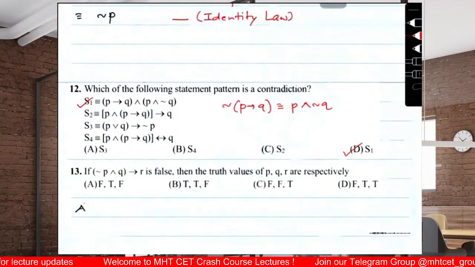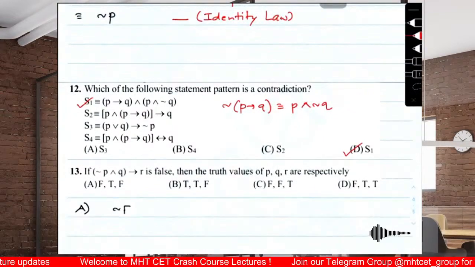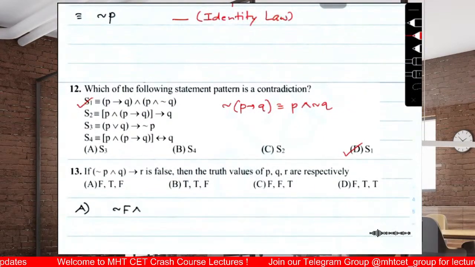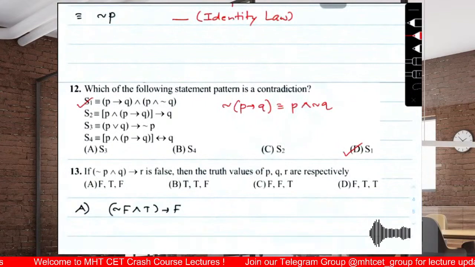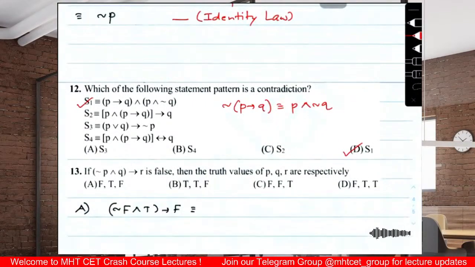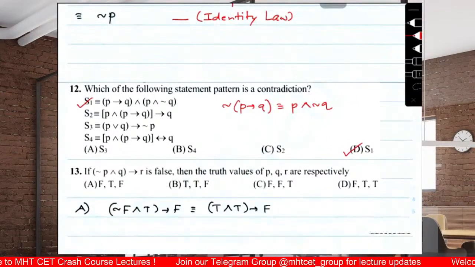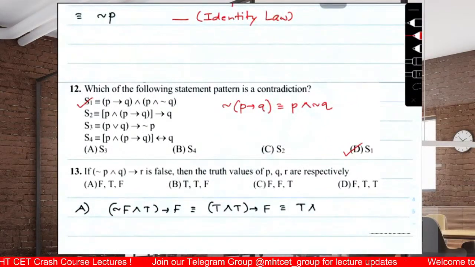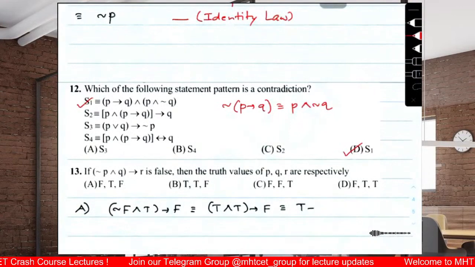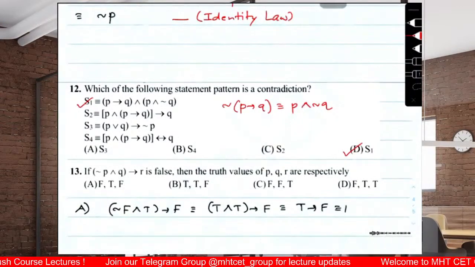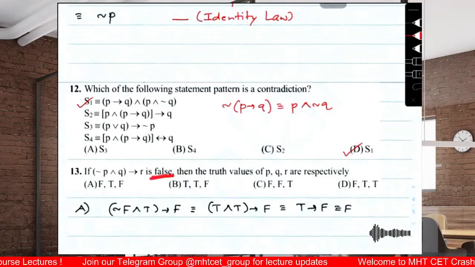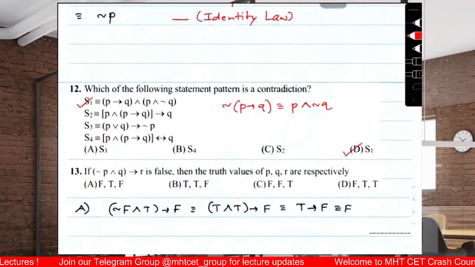For first option, not P will be not false and Q is true, implies R is false. That is not false is true and true implies false. True and true is true implies false. And you know that true implies false is false. क्या लिखा है उन्होंने? false. So first one is correct.